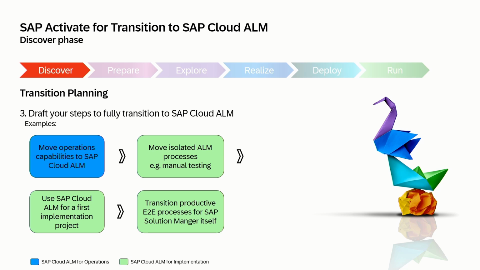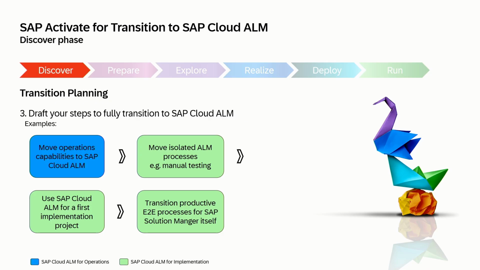Then it's about the productive ALM processes for a productive landscape. So basically what we have called in Solution Manager the fix and enhance phase. So how do you manage fixes to a productive landscape, or how do you manage enhancement requests, enhancement changes to a productive landscape? And why not start with an easy landscape before you focus on landscapes like a productive ERP system or productive BW system or whatsoever?